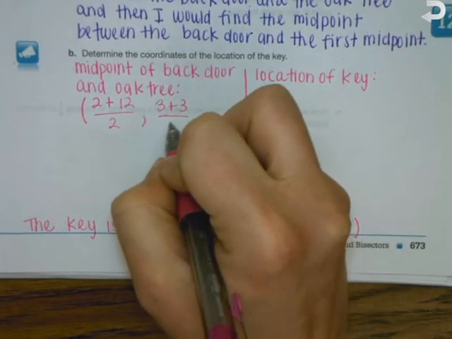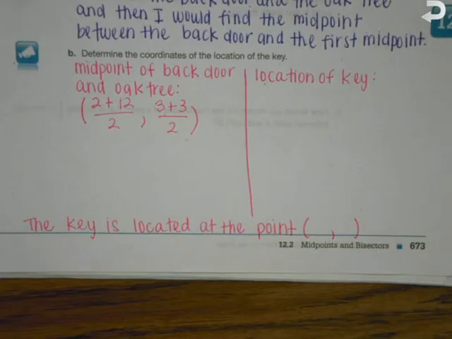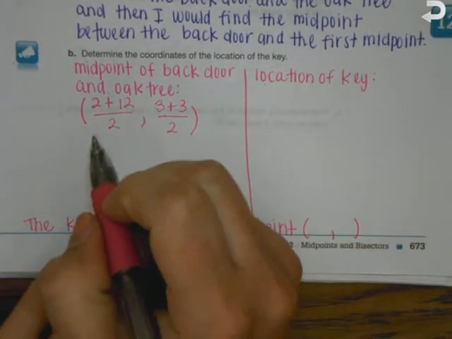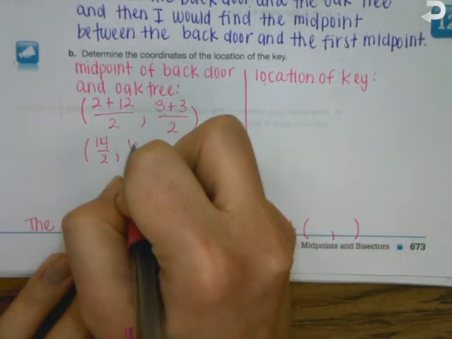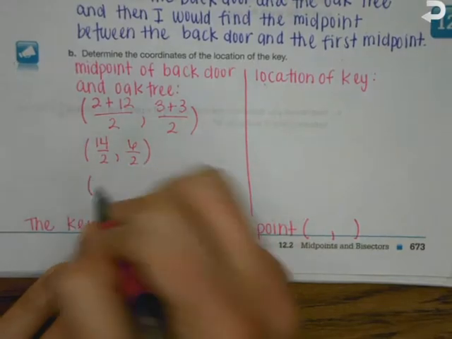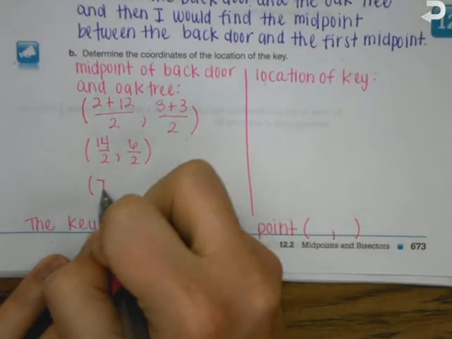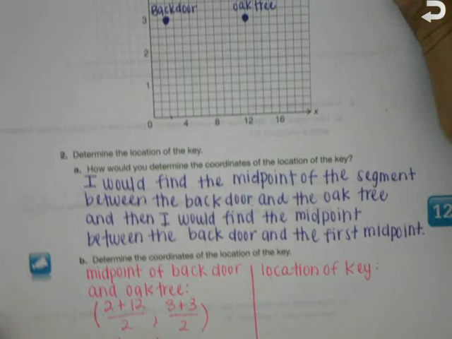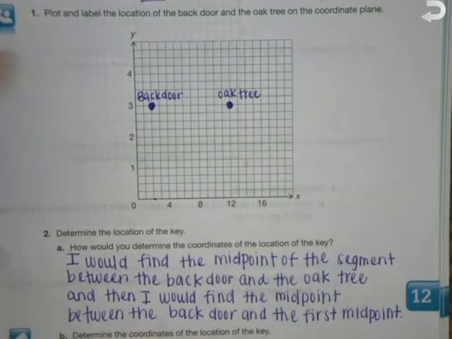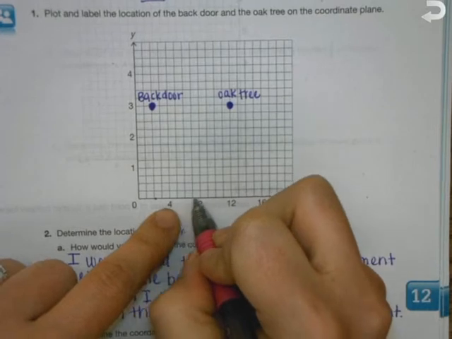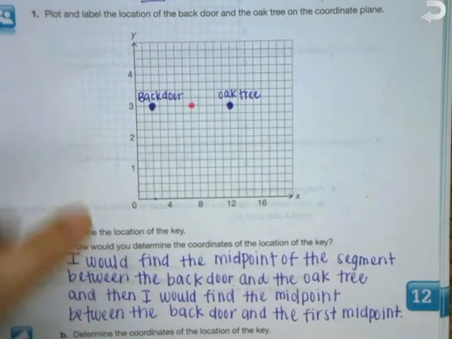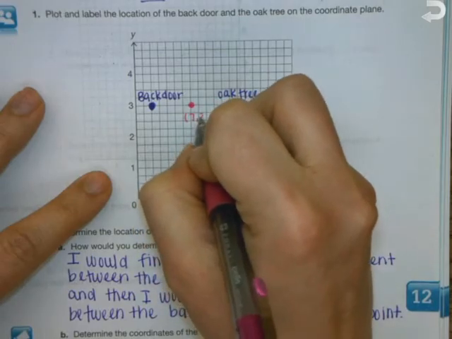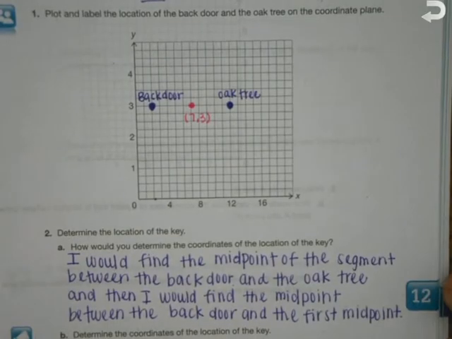Okay. Ladies and gentlemen, do you agree? Yes. Does anybody disagree? Okay, so what would be 12 plus 2? 14 over 2. And 3 plus 3 gives me? 6 over 2. So what is the midpoint between the back door and the oak tree? 7, 3. Can we graph that? Yes. Okay, so on the graph, let's graph that. So 7, 3 would be 1 less than 8, and then we would go all the way up to 3, right? So let's graph that. And then let's label the point 7, 3. I know I didn't tell you to do this, but let's do it.